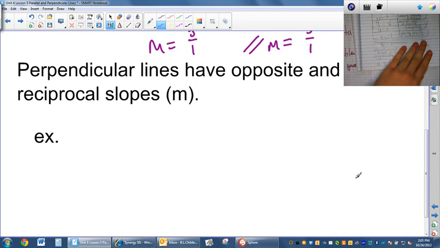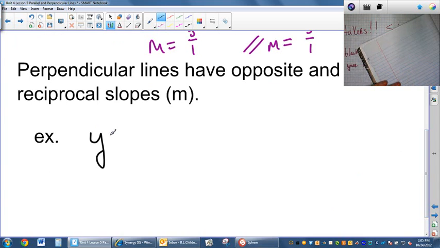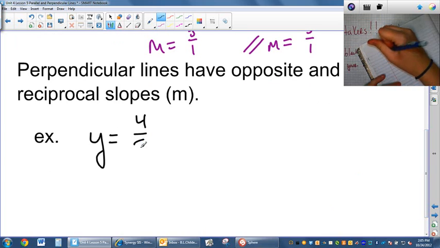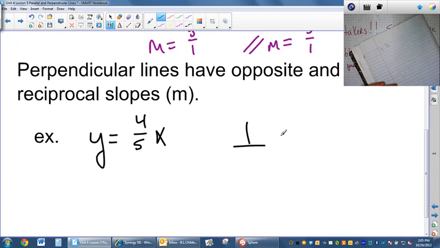Perpendicular lines have opposite and reciprocal slopes. So if I had a line, it was y equals 4/5 x. You don't need to write down everything I say. What is the opposite and reciprocal of 4/5? 5/4 would be the reciprocal. Negative 5/4, yeah. So a perpendicular line would be y equals negative 5/4 x.